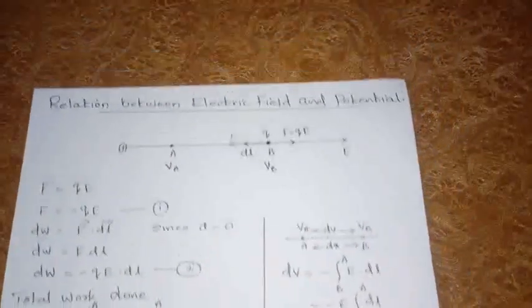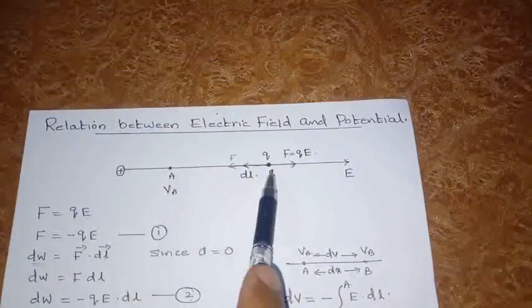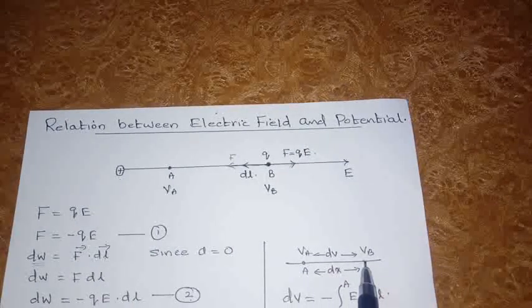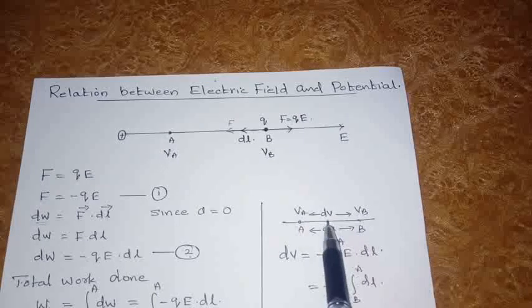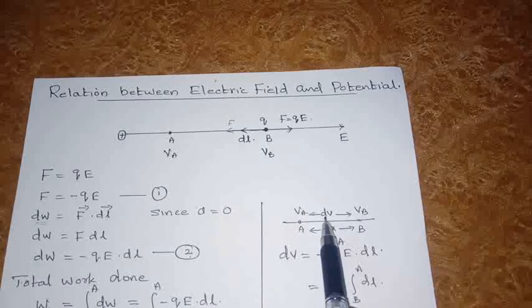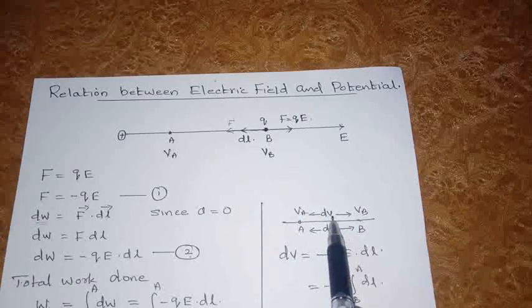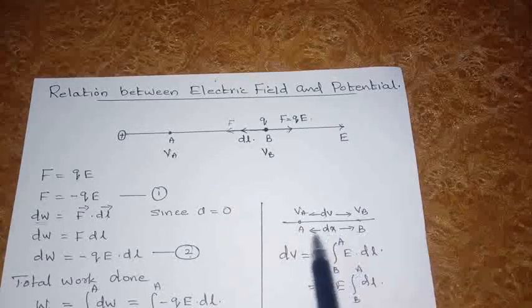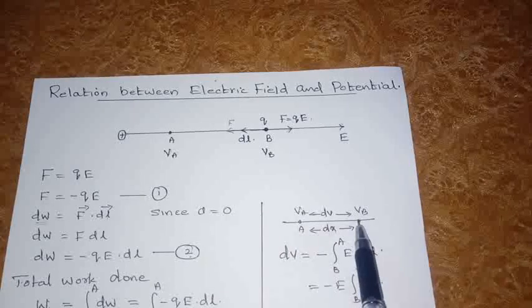Now let us consider these 2 points are very close. A and B are very close and there exists a potential difference dV. Since the potential difference between A and B is very small, I can write it as a fractional change dV, and the distance between A and B is dx. Why is the fractional change taken? Because I am assuming that A and B are very close.